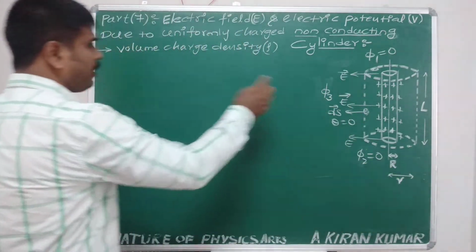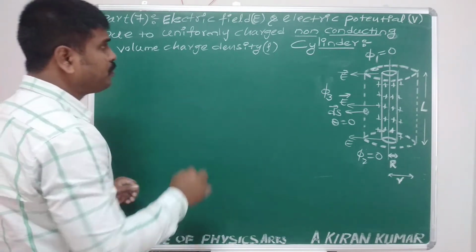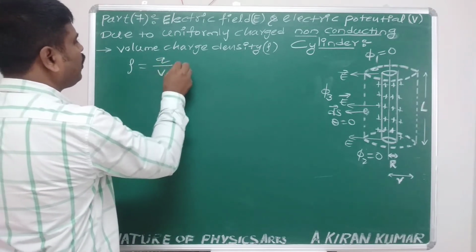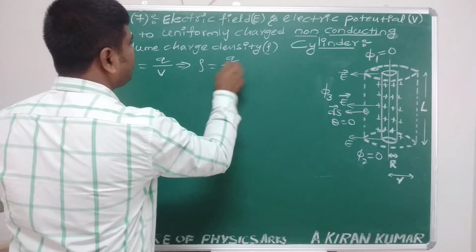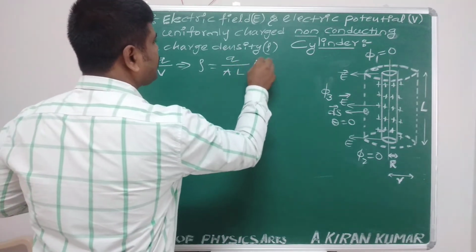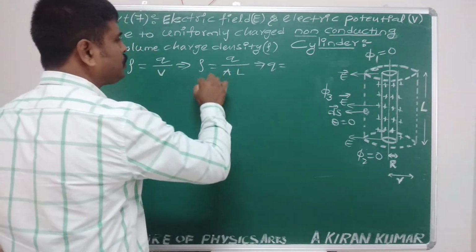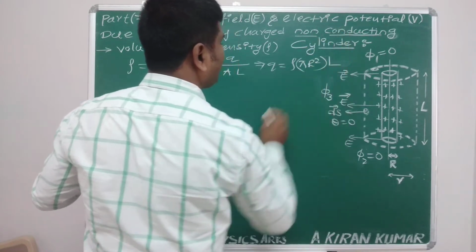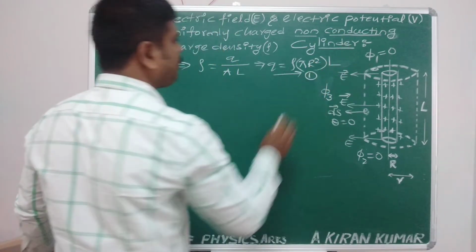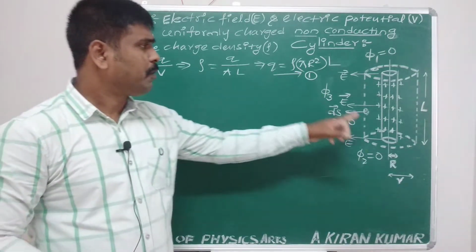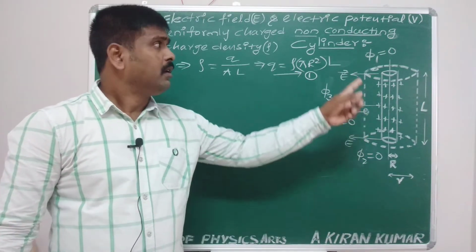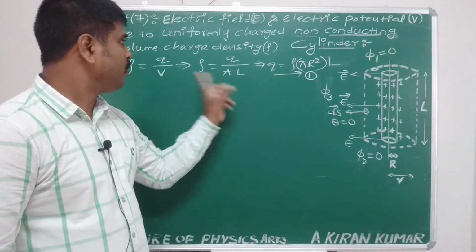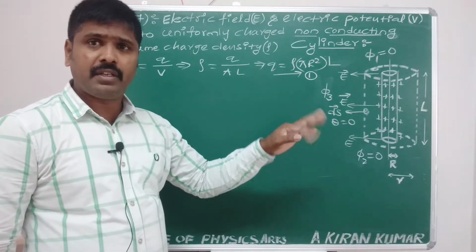Before going to that electric flux, I want to write the volume charge density. Volume charge density rho is equal to charge divided by volume, and volume is area into length. So we can write charge is equal to rho into area, pi r square, into L. This is taken as equation number 1. The area is pi r square for the non-conducting cylinder, and area into length is the volume. So we got the charge enclosed.